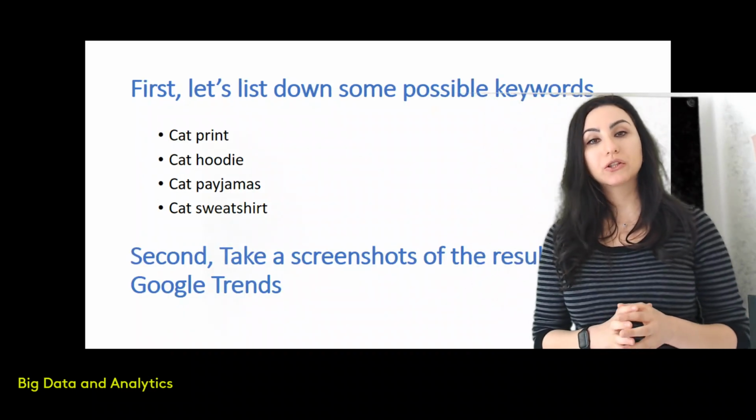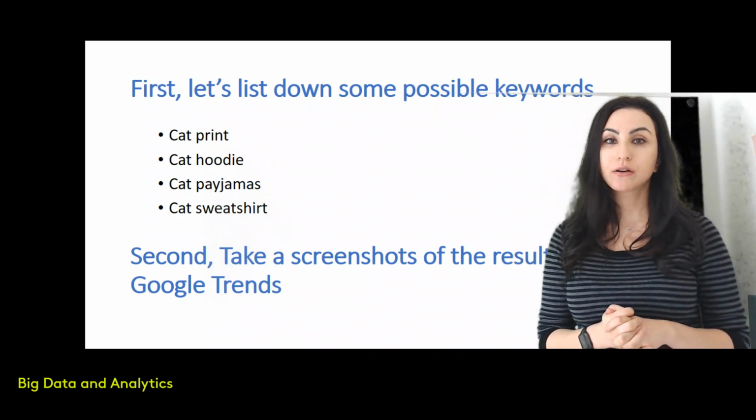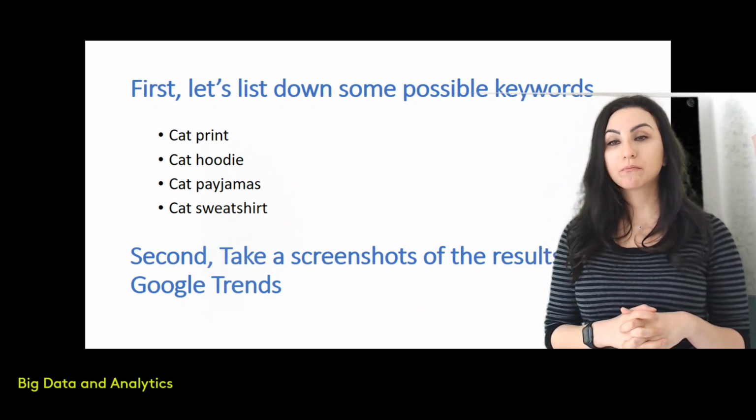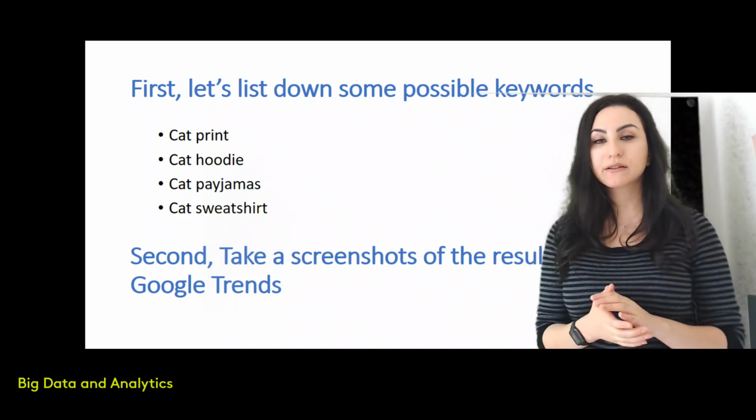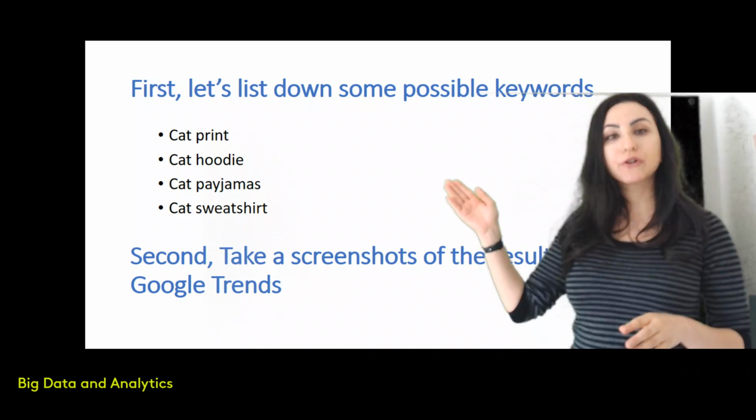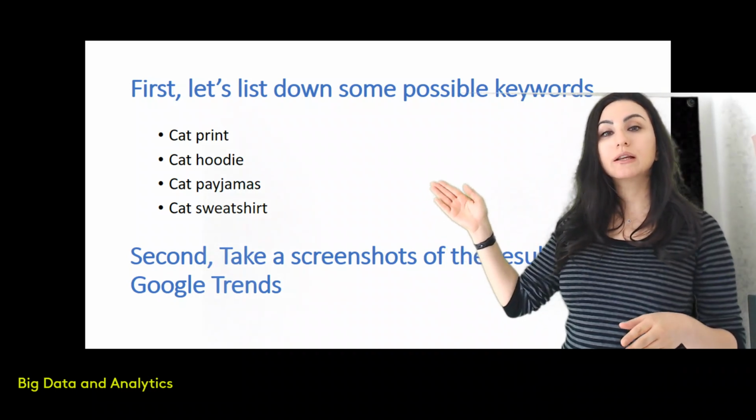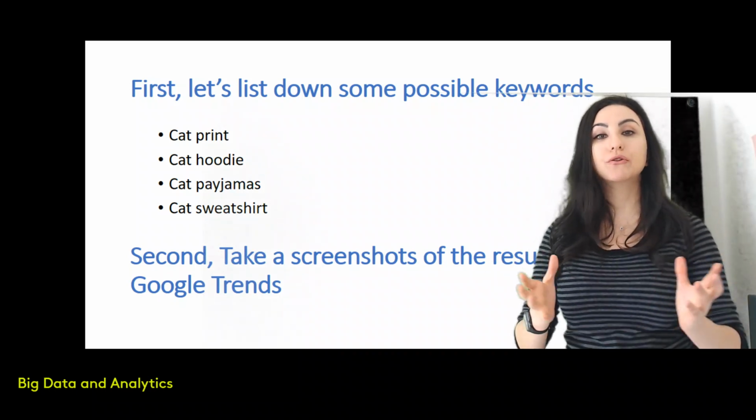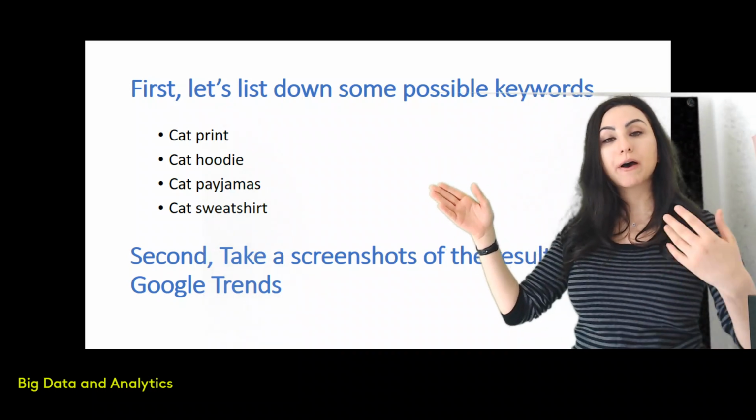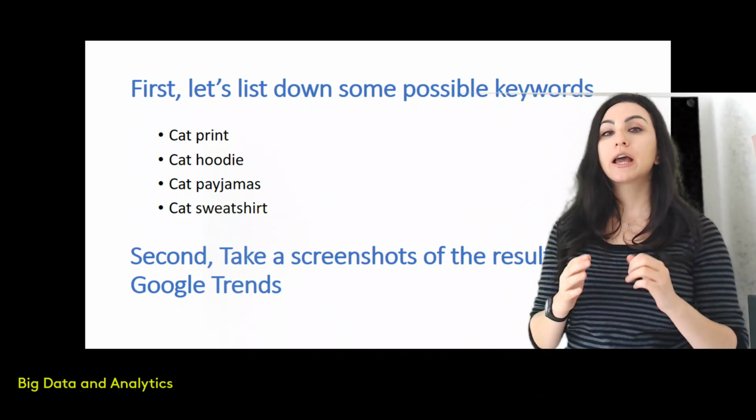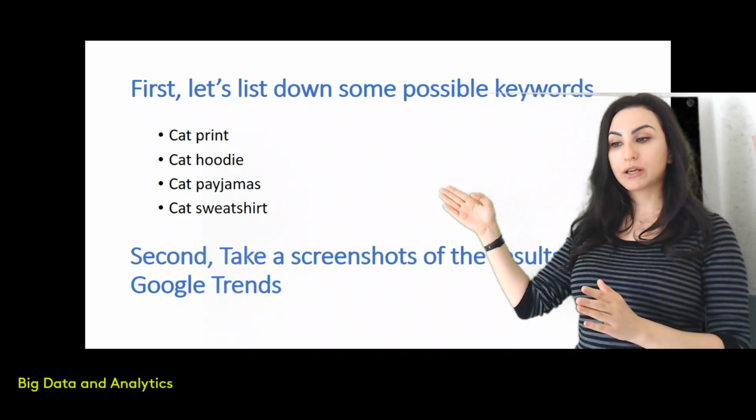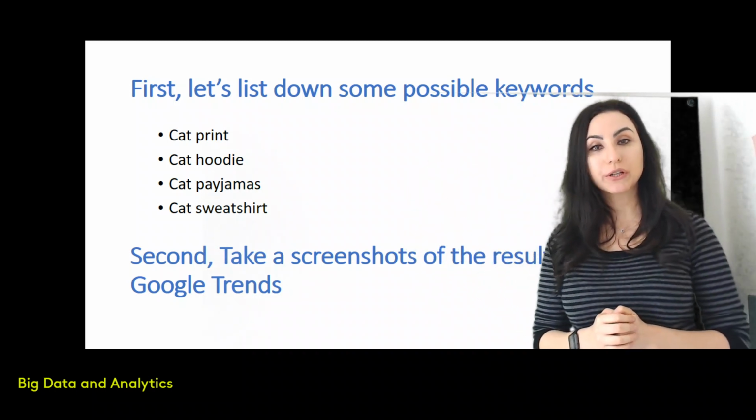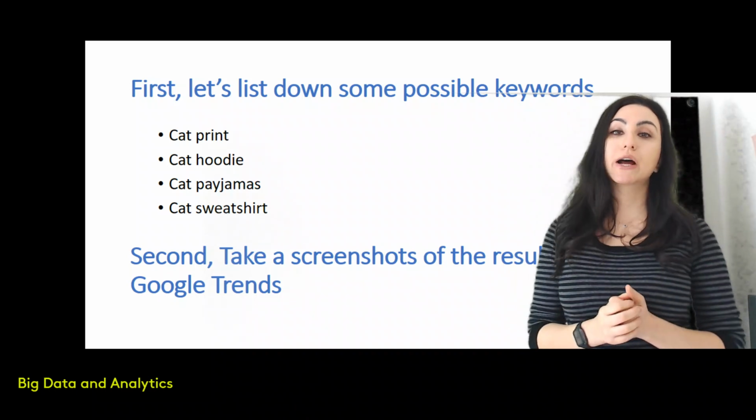Let's take an example. Let's say that you are interested in selling t-shirts for millennials and you would like to focus on one theme, maybe cats. So first of all, what you need to do is list down on your own for now and in class together with your team members. The second step after brainstorming a certain niche and deciding on a certain product is to list down different keywords, features around this product.